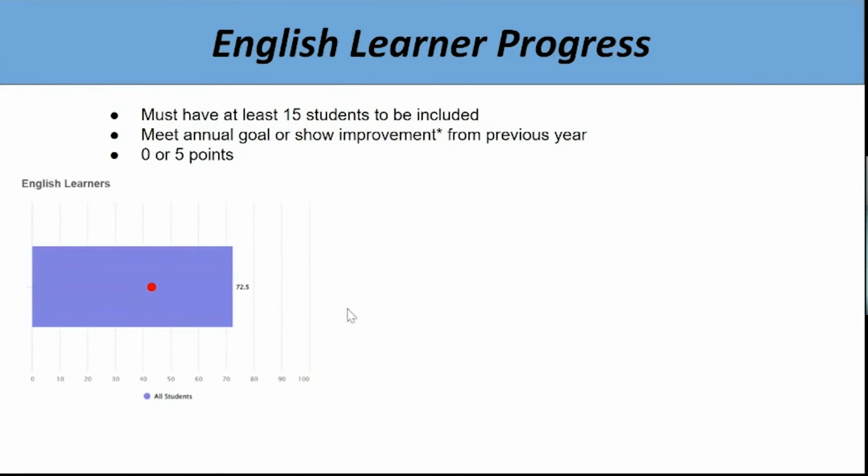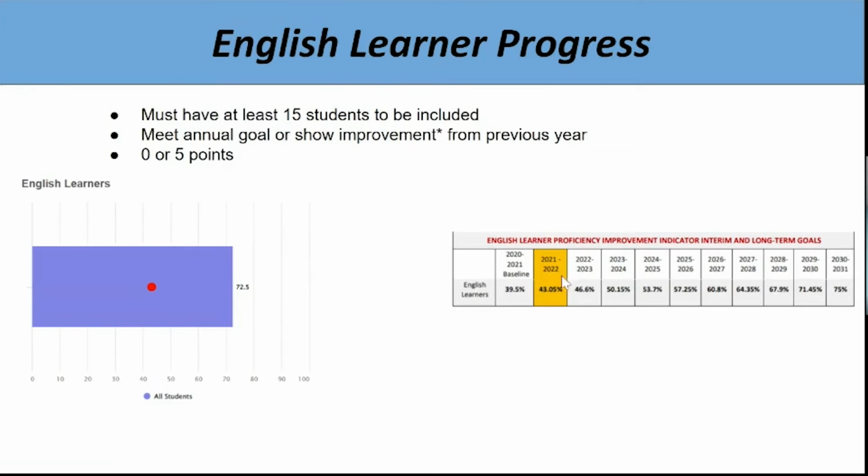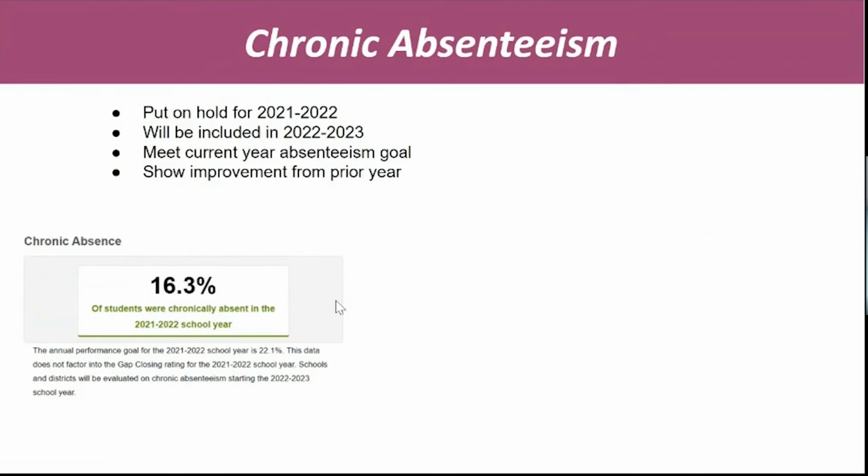And our example here is we had a 72.5 there, and we can see that our goal for this year was a 43.05, or if I round that, a 43.1. And I want to say prior to this being reset, we were up in the 60s, maybe even the 70s. So you can see that that did get pushed back from what it was. And so with that, this group met the indicator. So they would get 5 out of 5 points there.